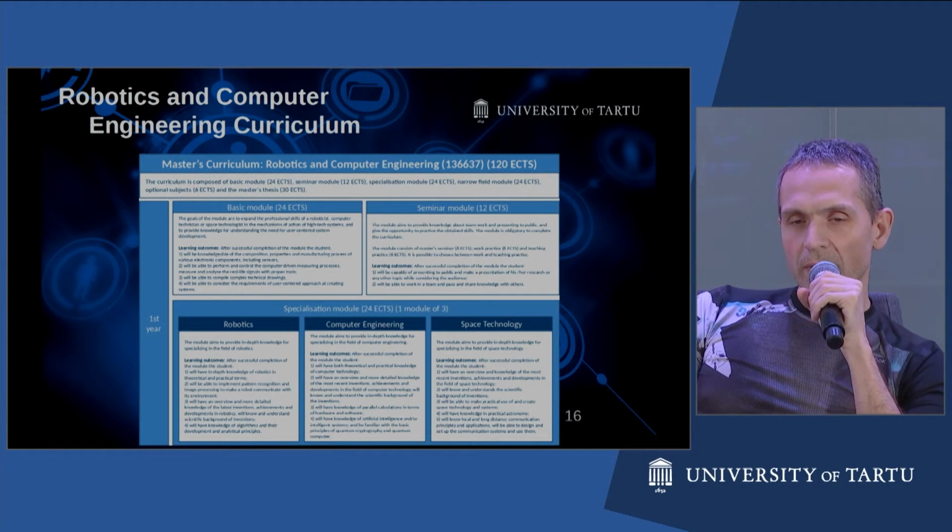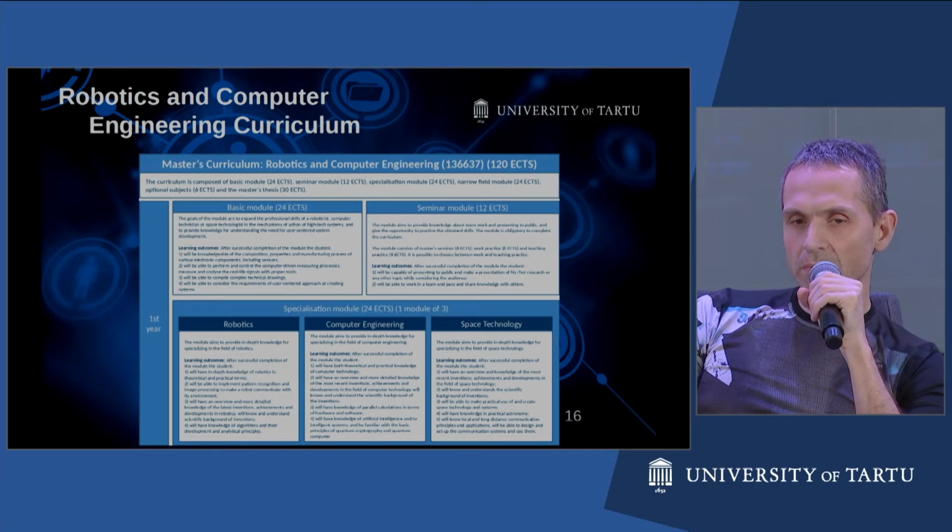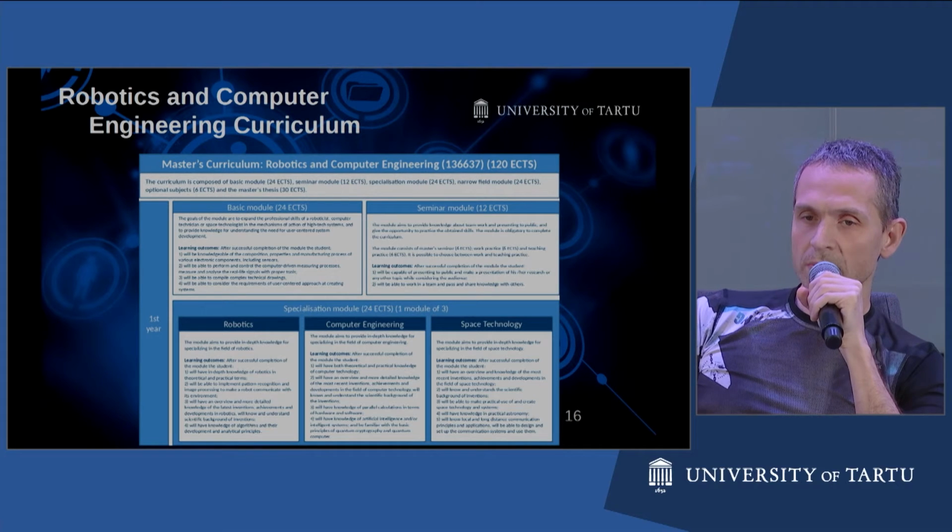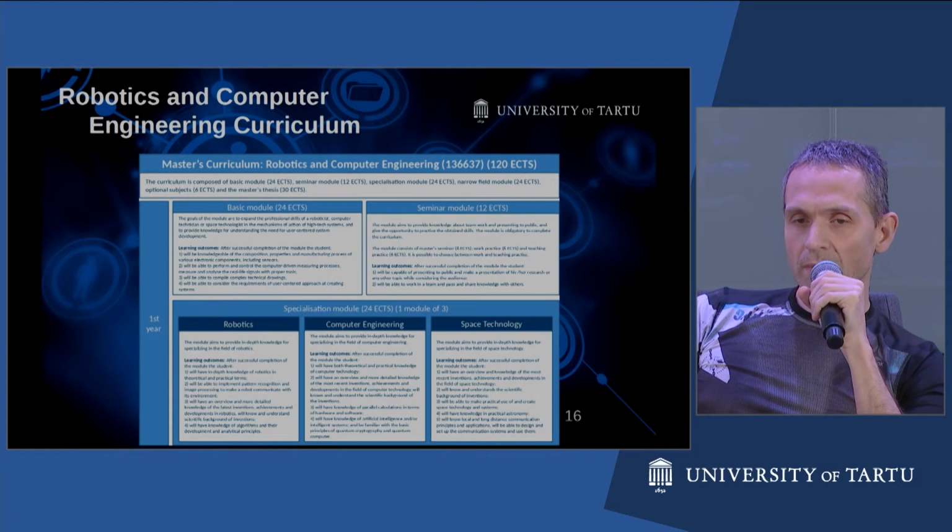So the next big part is specialization. It consists of 3 modules. You have to pick one of them. First, of course, robotics. Then computer engineering, and the last one is the space module. Each module contains a bit more than 24 credits worth of courses, so you have a bit of freedom to choose.